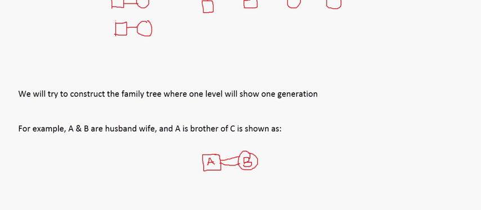And A is brother of C. Now we don't know the gender of C. So C can be a male, in which case C would be brother-in-law of B, or C can be a female, in which case C would be sister-in-law of B. So there are two cases which arise from this simple statement, right? You have to be cognizant of all the cases which follow from a particular statement.